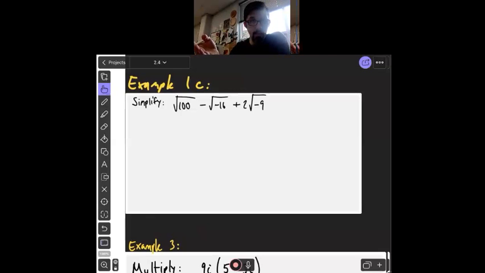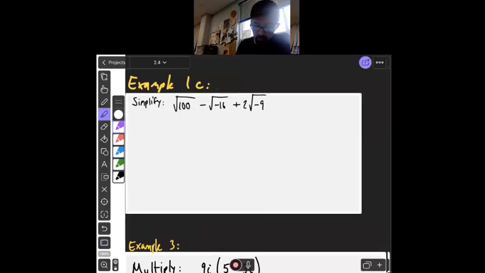They'll also say something about putting your answer in complex standard form, which we already talked about. So we've got the square root of 100 minus the square root of negative 16 plus 2 times the square root of negative 9. Simplify this down. It's really pretty straightforward. Just break it into parts. Square root of 100 is 10 minus square root of negative 16. Square roots of negatives are imaginary. Square root of 16 is 4. So I get 4i.